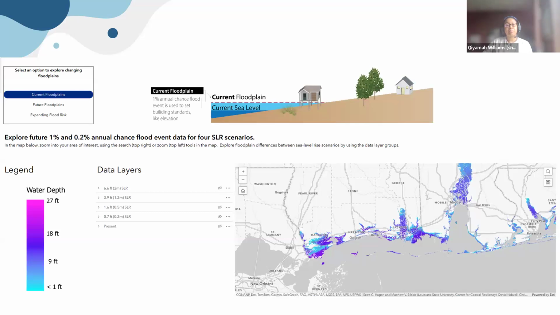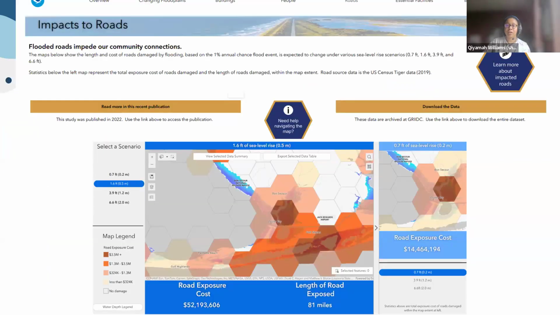This is the first page after the story map. It is the changing floodplains, and this shows you similar information that we just saw from the previous storm surge story map, just in another area where you can see the different sea level rise scenarios and what that storm surge data looks like for each of those. Then users can click through 4 different sections to explore socioeconomic impacts of flooding due to sea level rise. These 4 sections are buildings, people, roads, and essential facilities.